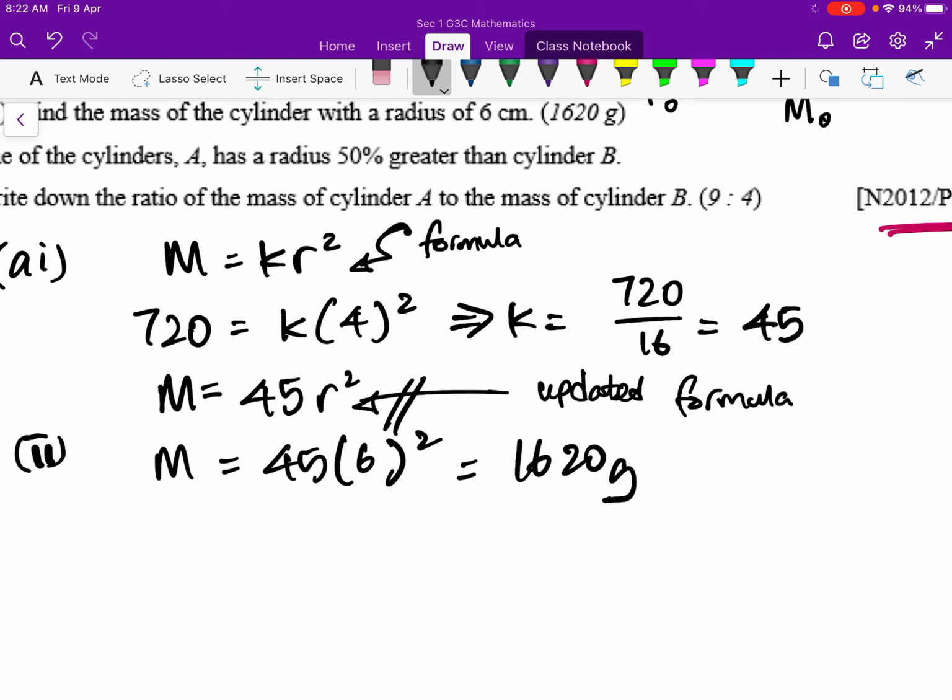Okay, this 1620 grams refers to a particular mass. So strictly speaking, we should be calling this M something. We shouldn't be leaving it as just M. But generally, we are okay with this. We are okay with you just writing M equals whatever in this particular case. But if you really want to be very clear about your work, you should give it a name.